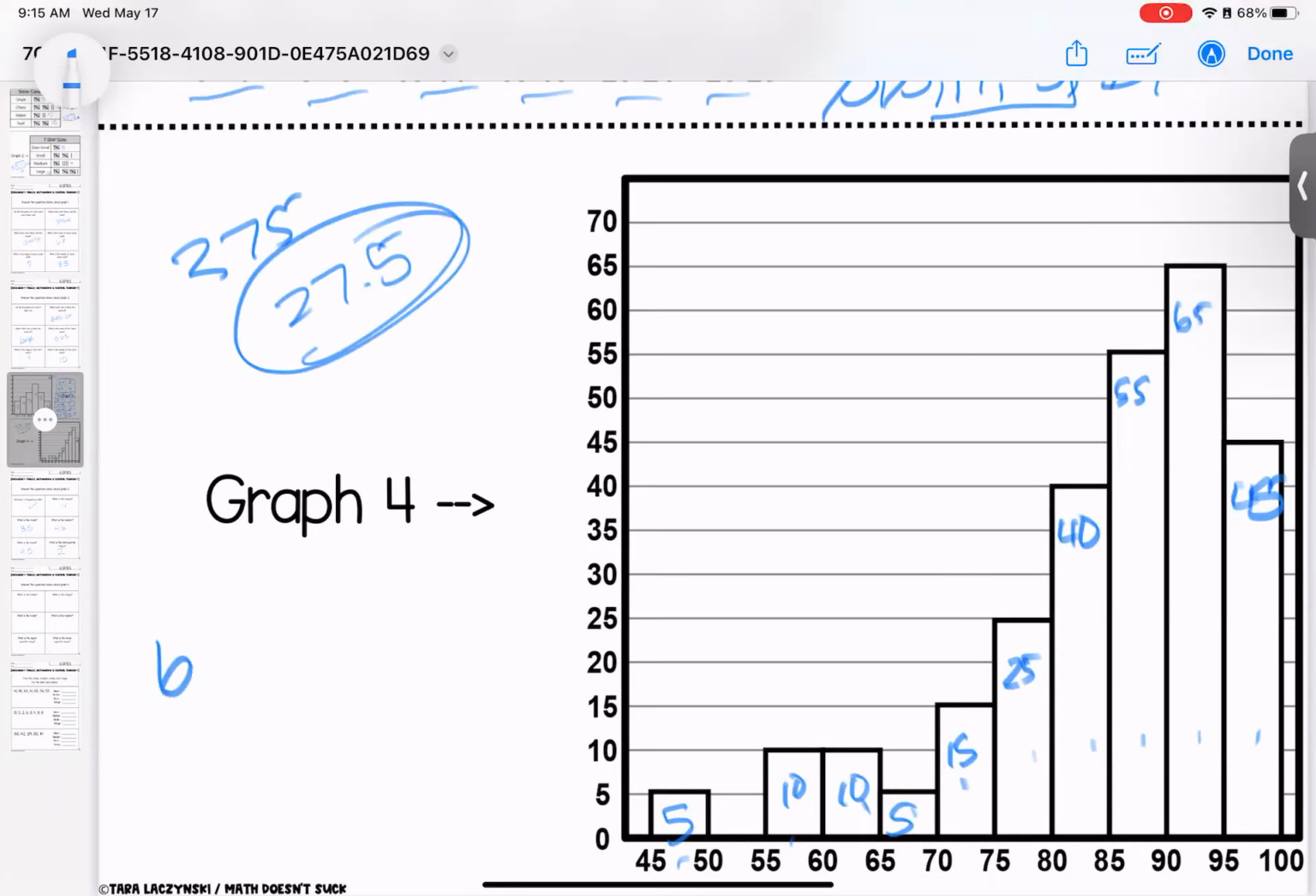What is the range? Our highest is 65. Our lowest is 5, so a range of 60. What is the mode or the most often? We have 2 10s and 2 5s, so they're going to be our mode.